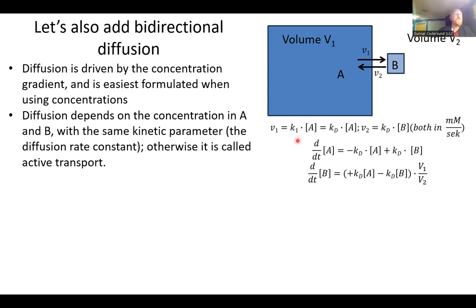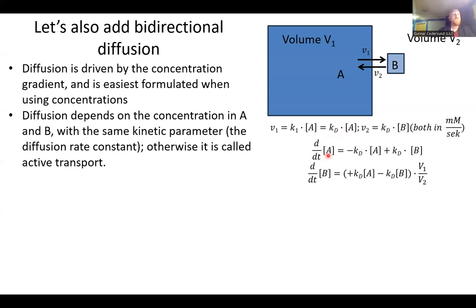And since we know that we want the rate constant to be the same, and it should be the same if we work with concentration, then we can replace this with K1 and just call it KD for diffusion, or big D sometimes we call it also. And in the same way, V2 will also be dependent on the same parameter KD here, but now it's times the concentration of B.